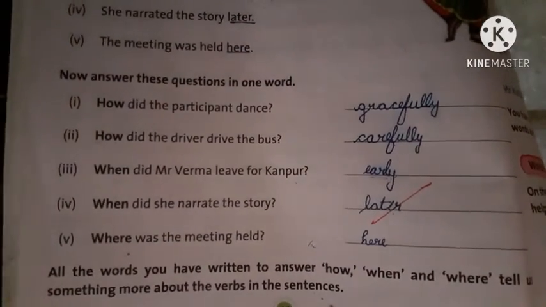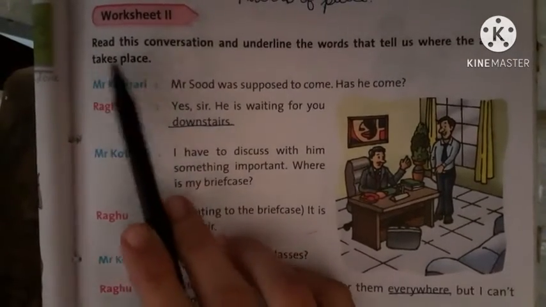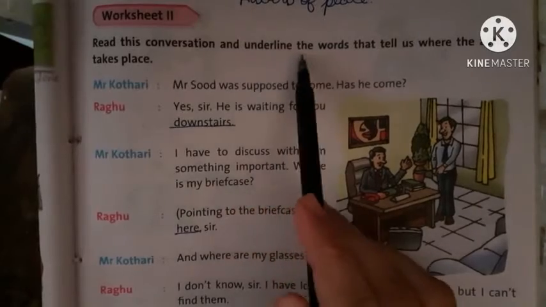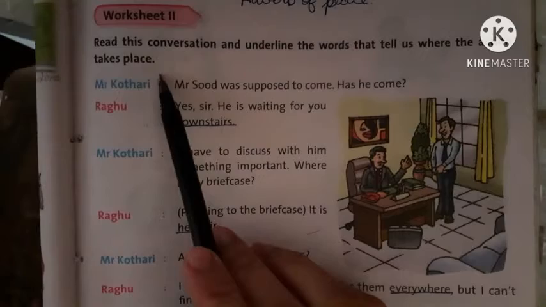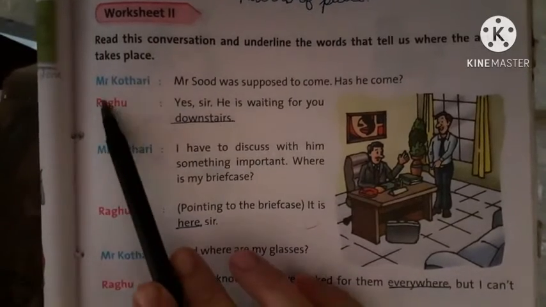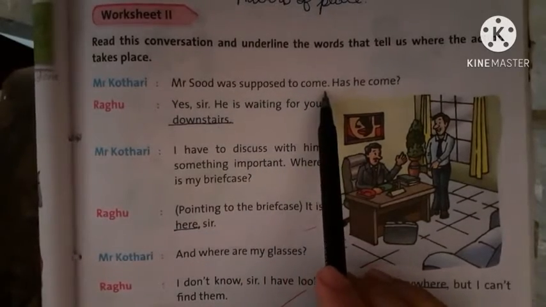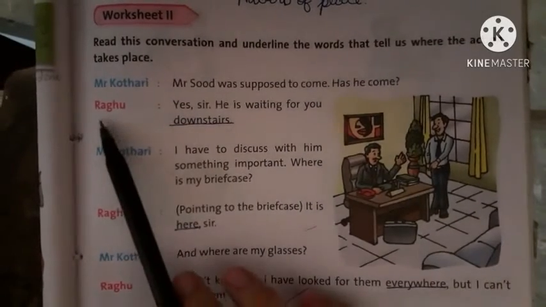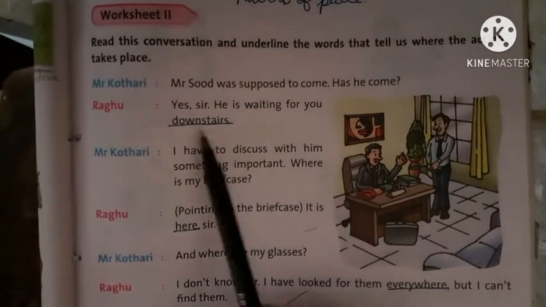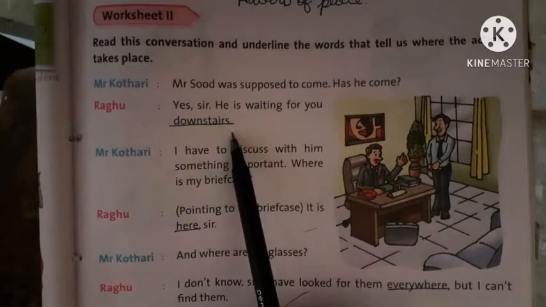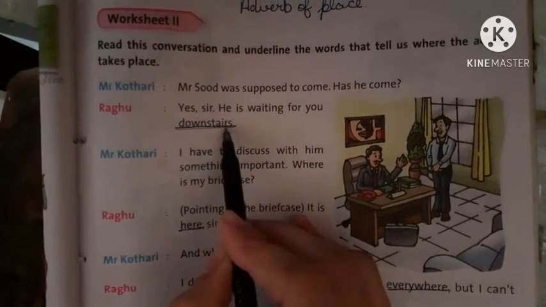Next, move on to worksheet number 2. Read this conversation and underline the words that tell us where the action takes place. Mr. Kothari: Mr. Sood was supposed to come. Has he come? Raghu: Yes sir, he is waiting for you downstairs. Downstairs is an adverb.